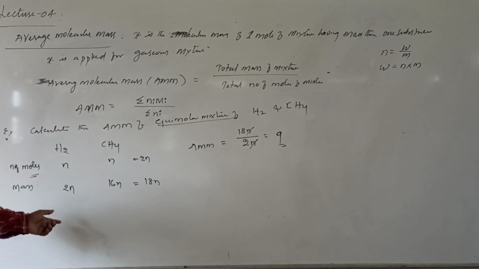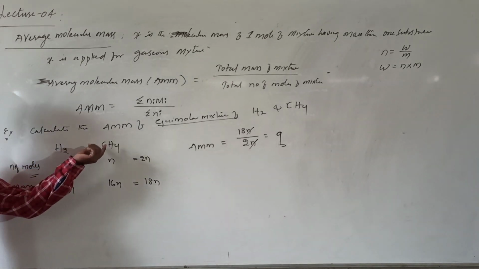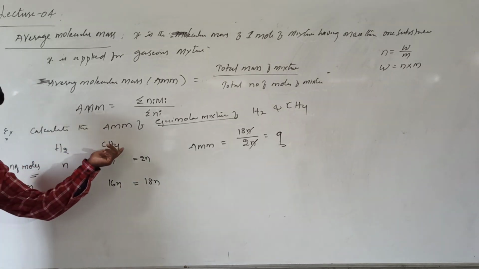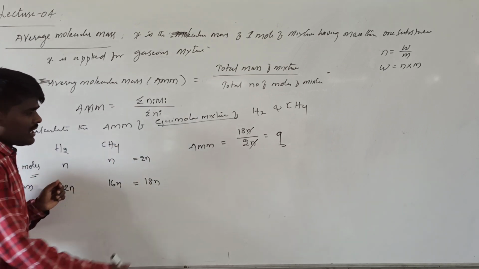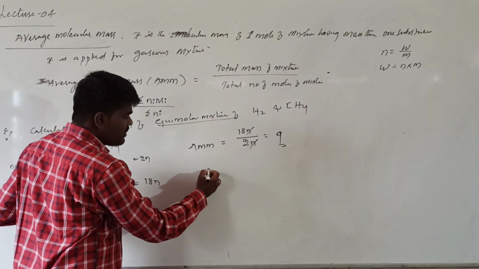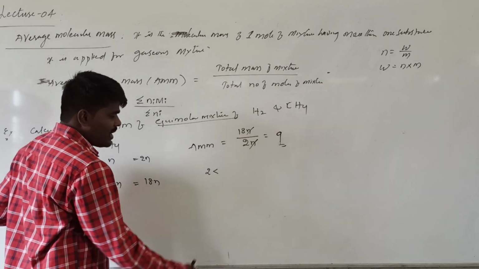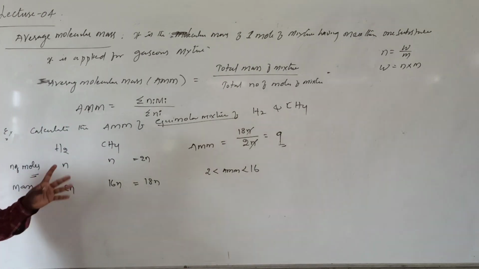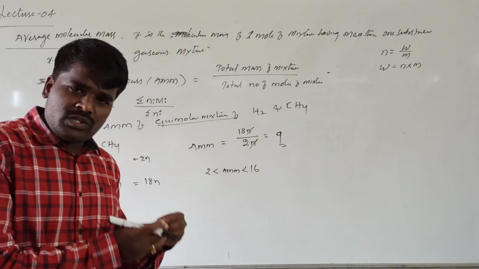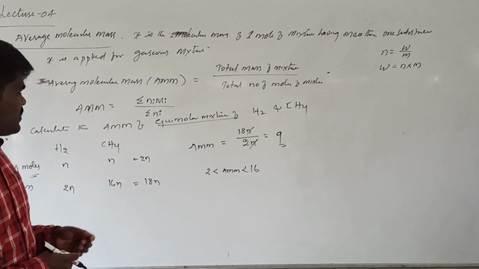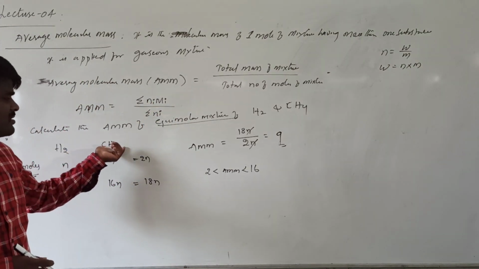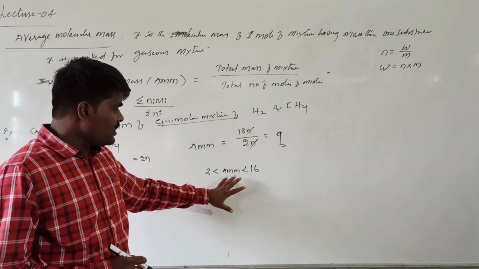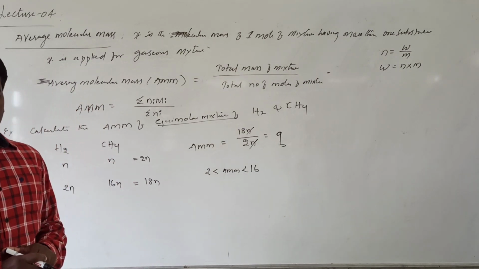Generally, the average molecular mass lies between the molecular masses of both the gases. This is a gas which is having lowest molecular mass, 2. This is a gas which is having highest molecular mass, 16. So the average molecular mass of this particular mixture should be greater than 2 and it should be less than 16. It should be in between the molecular mass of the lowest molecular mass gas and the highest molecular mass gas. Here the lowest molecular mass is hydrogen and the highest molecular mass is methane. So the average molecular mass must lie in between the lowest and highest. Right? Hope it is clear so far.